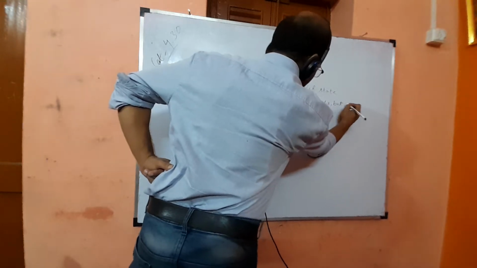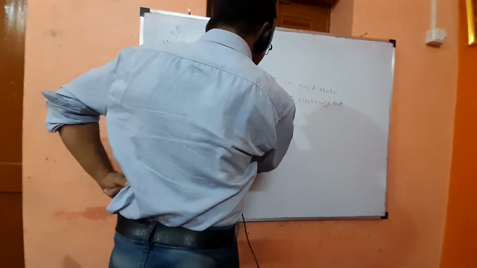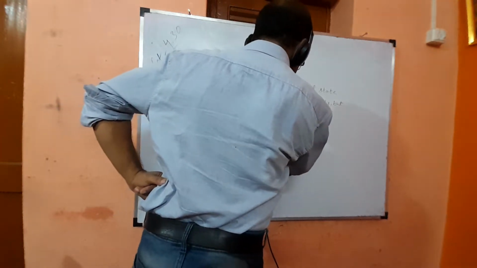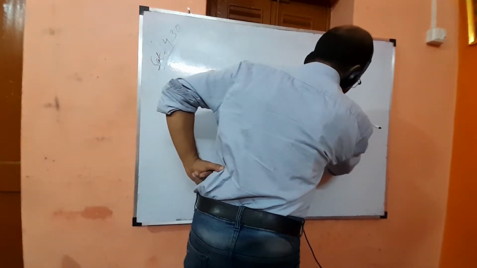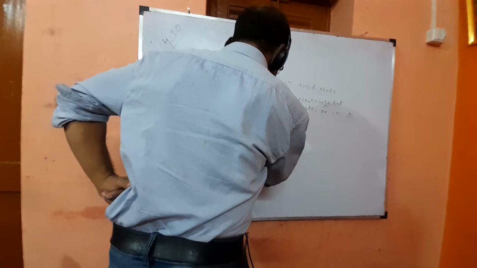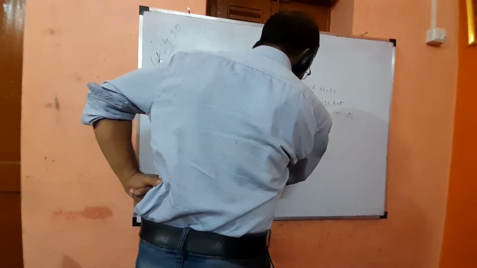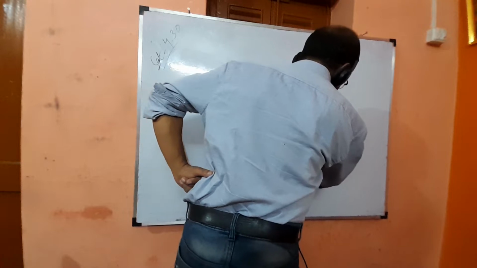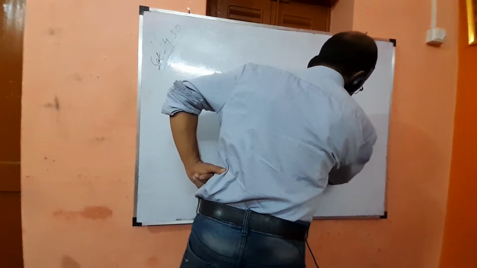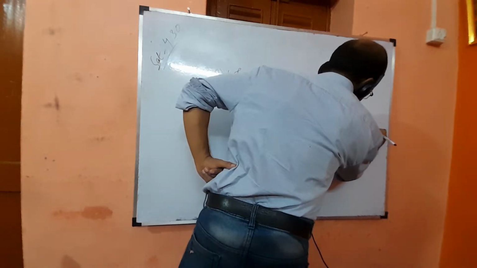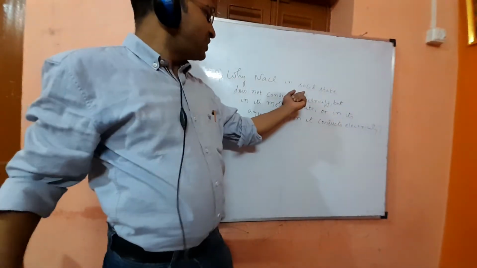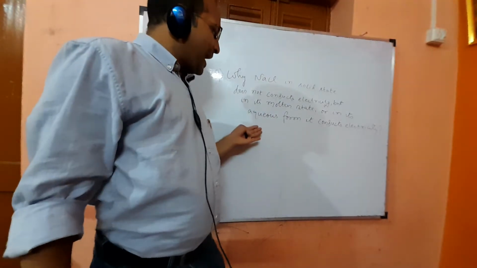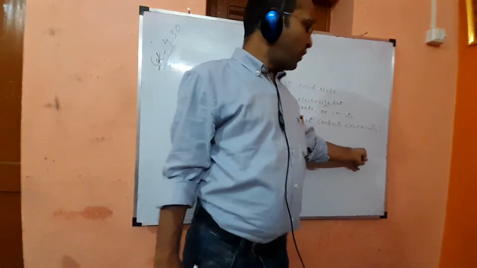but in its molten state or in its aqueous form it conducts electricity? Why? In solid state it is a bad conductor, it doesn't conduct electricity, but in molten state or in aqueous form it conducts electricity. What's the reason behind this?